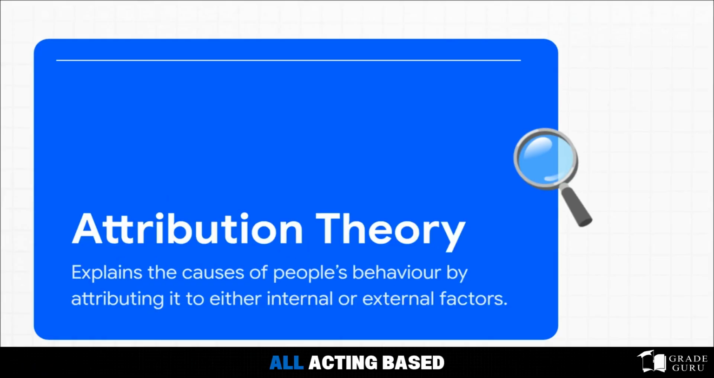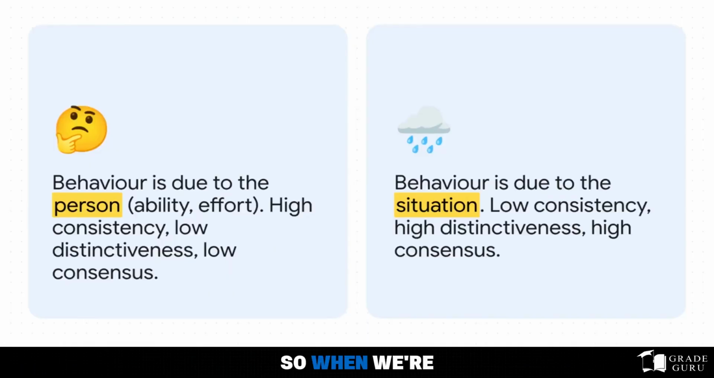So if we're all acting based on our own perceptions, how do we make sense of what other people are doing? That's where attribution theory comes in. Think of it as the mental framework we use to figure out why people do what they do. So when we're judging someone's behavior, we basically take one of two paths. We either blame it on something internal, their personality, their ability, their effort, or we blame it on something external, like the situation or just plain bad luck.